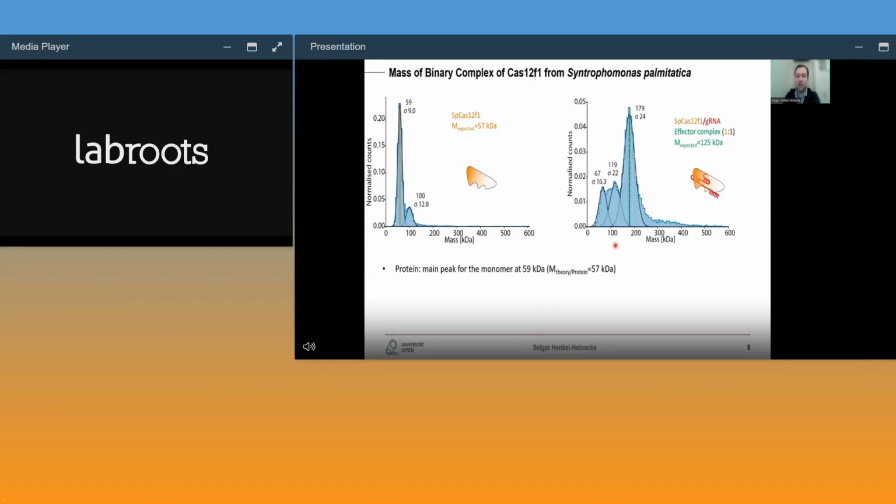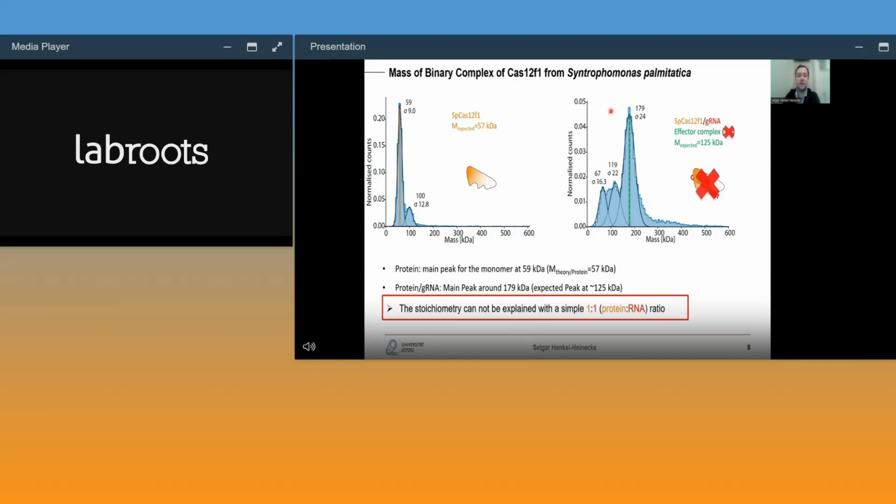But when we measured then the binary complex, we expected, as before, a 1-to-1 ratio. So we were expecting something around 125 kilodalton as a main peak. But we got always a main peak around 180 kilodalton. So what we could see is that we cannot explain the stoichiometry via a very simple 1-to-1 ratio, and so we then went one step further.